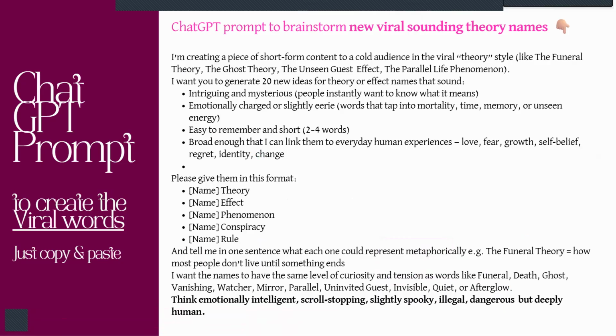But basically, for these trial reels to work, that viral word is what it all comes down to. Like parallel life, vanishing point, funeral, death, ghost, invisible guest. Those are the ones that will work. But you can use this ChatGPT prompt to come up with some, and then you've got them all.